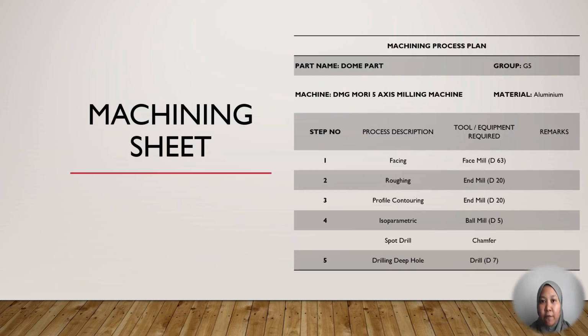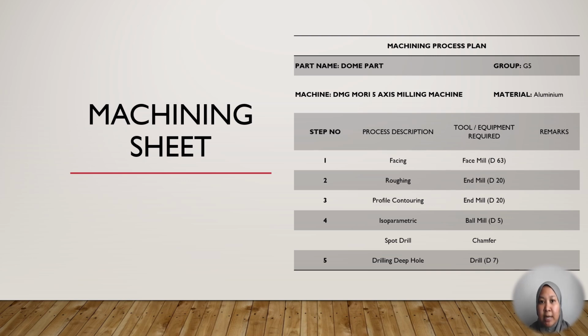Okay, in addition, the machining sheet is basically about our machining process plan for completing the project. We form Group 5 and our part name is a dome part, and the machine that we use is the TMG Mori 5-axis milling machine, and the material that we use is aluminium.